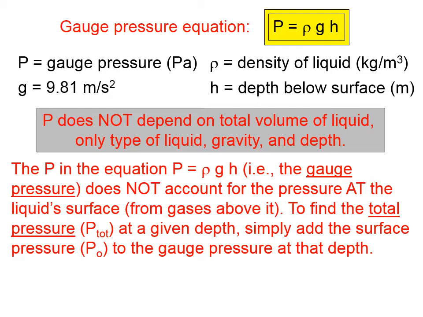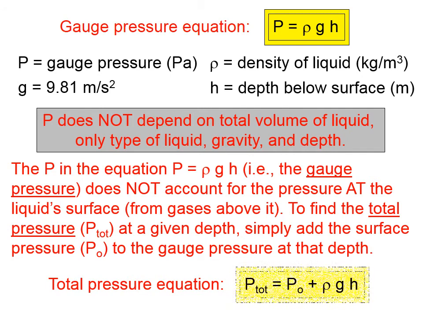To find the total pressure at a given depth, simply add the surface pressure, which I'm going to call P naught, to the gauge pressure at that depth. In other words, the total pressure equation is the gauge pressure, rho GH, plus the surface pressure, P naught.